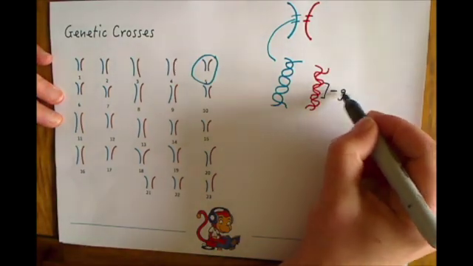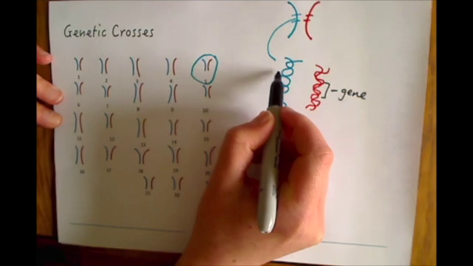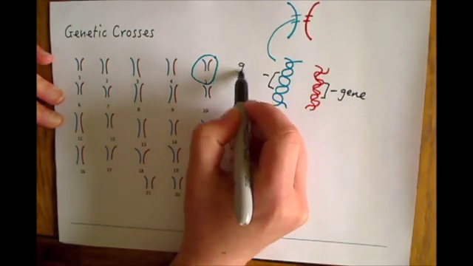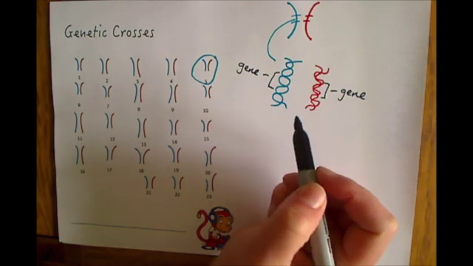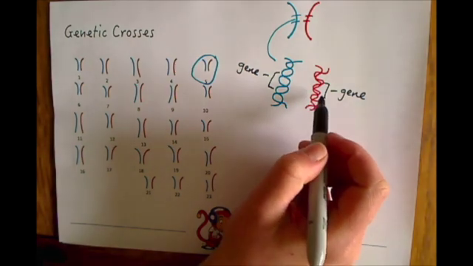Just to get our definitions right, first of all, if we were to take a small section of that DNA, that would be a gene. Okay, so a small section of that DNA would code for a particular gene.